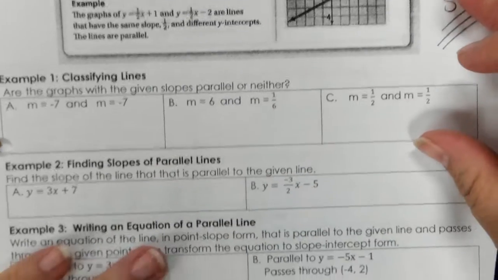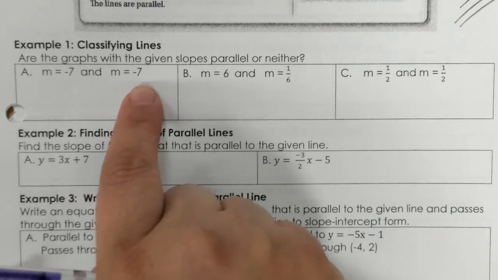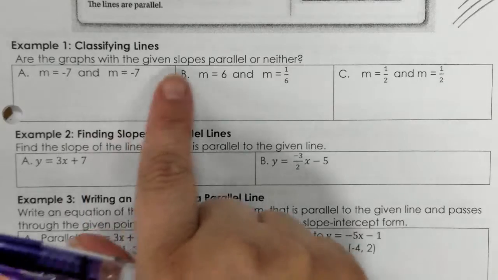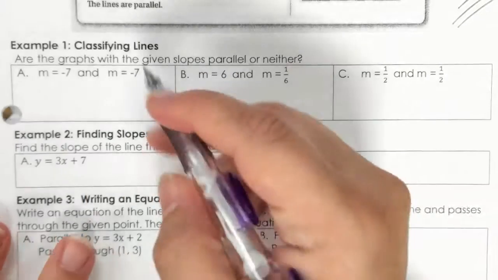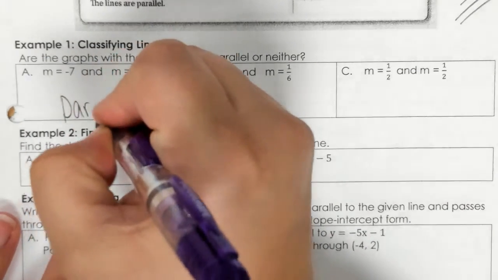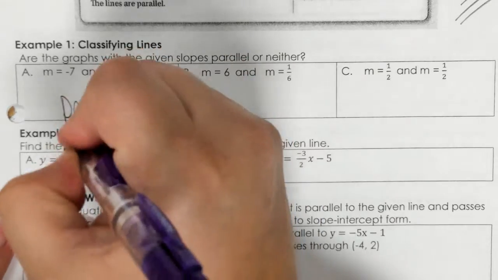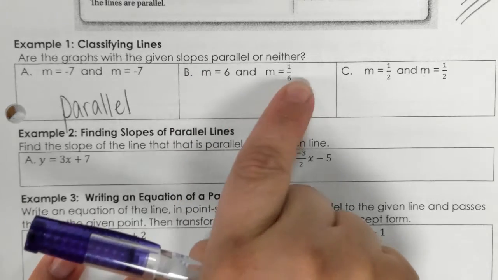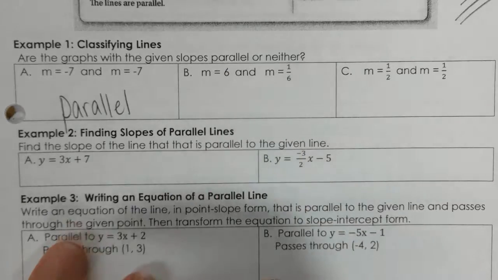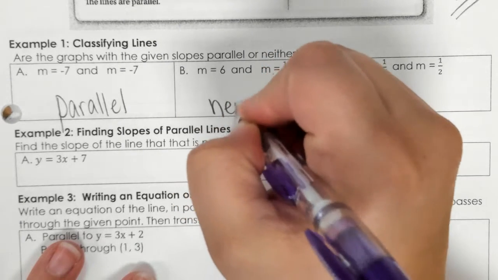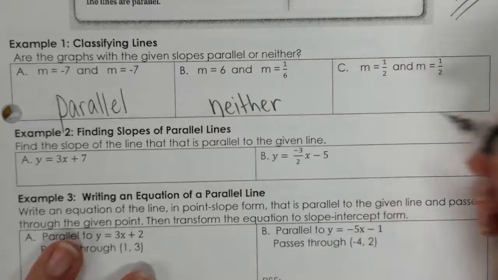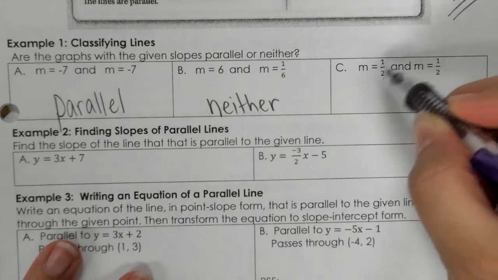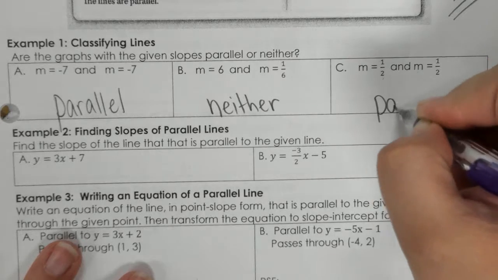So if I look down here, I want to know, if I give you these two slopes, are these lines parallel? Yes or no? Are the graphs with the given slopes parallel or neither? In this case, they are parallel. They have the exact same slope, -7 and -7. Letter B, 6 and 1/6. No, 6 and 1/6 are different numbers. They are not the same. So no, it's not parallel. M is 1/2, M is 1/2. Exactly the same number, and so these are parallel.